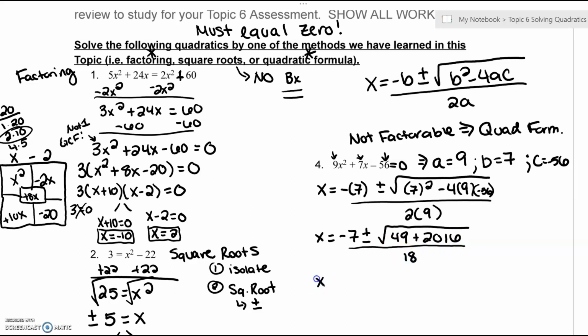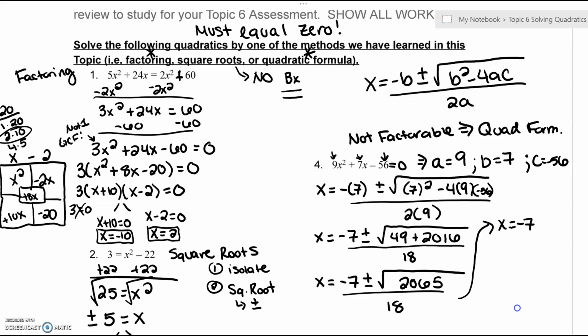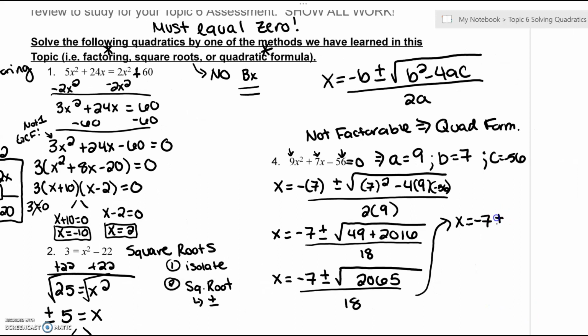Then I'm going to simplify some more. x equals negative 7 plus or minus the square root of 49 plus 2016, which is 2065, over 18. And like I said, guys, just get a decimal. Just type this straight into your calculator. The square root of 2065, if we round it, is 45.44. So make sure you're practicing that on your calculator.